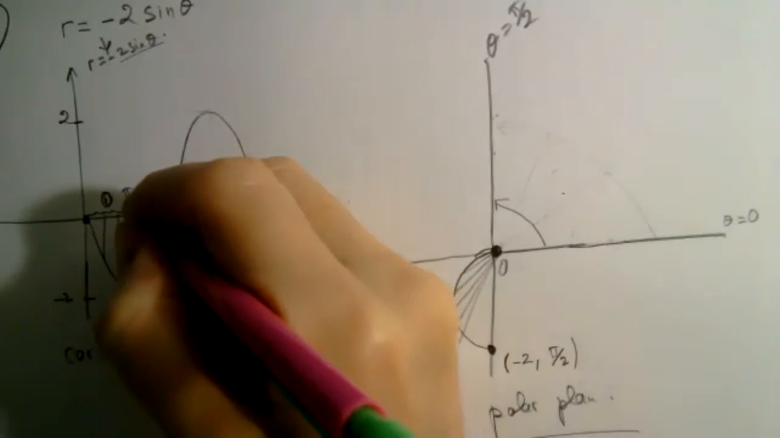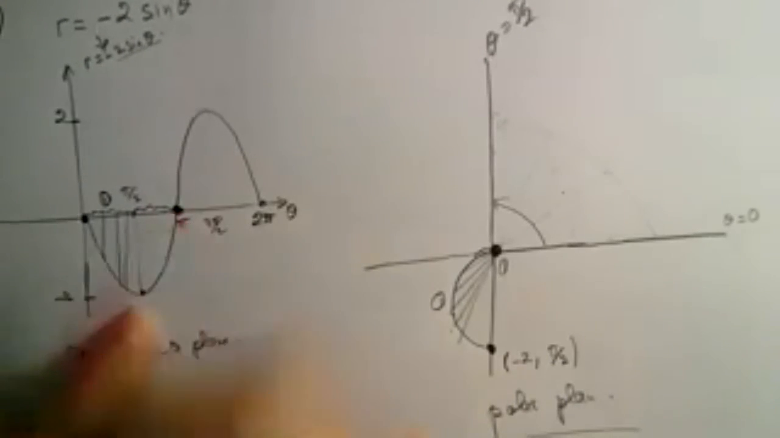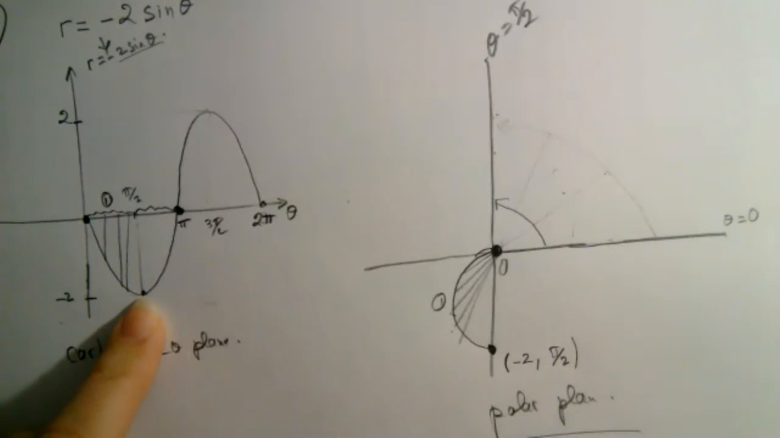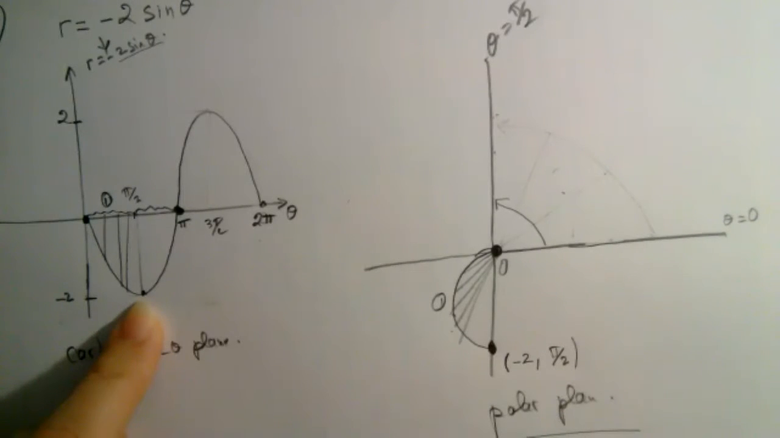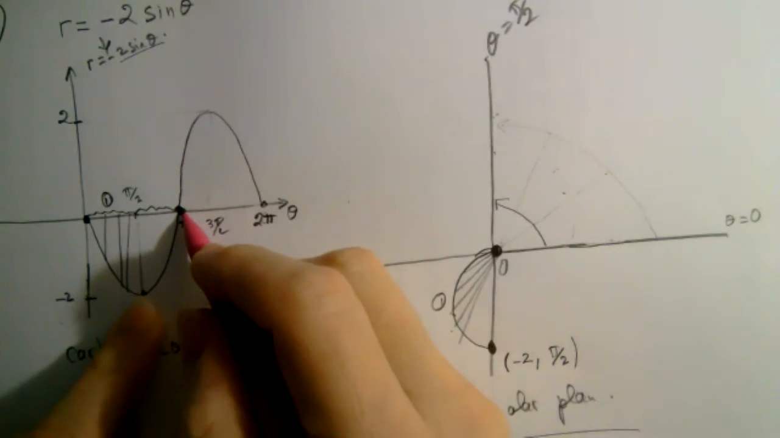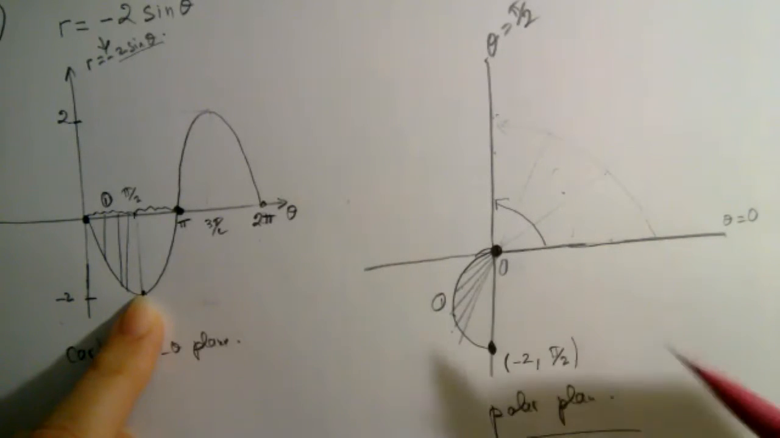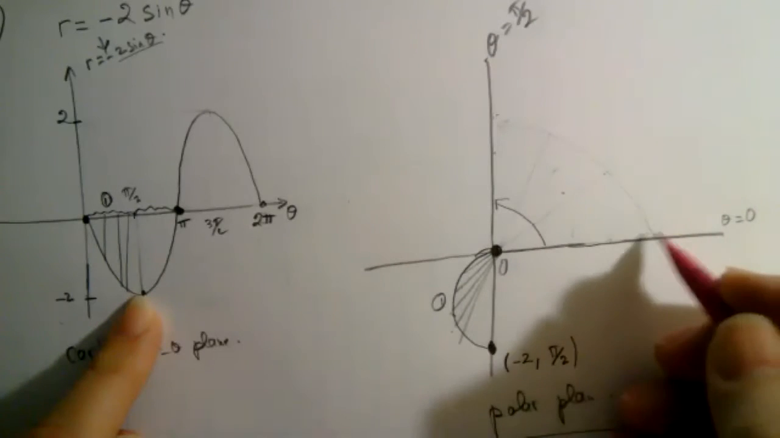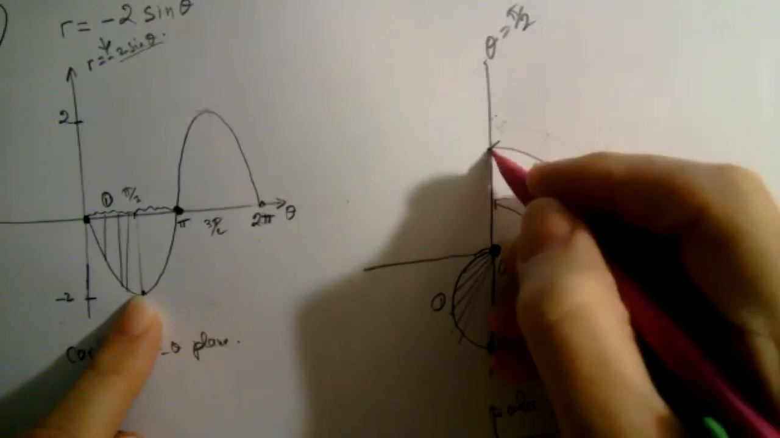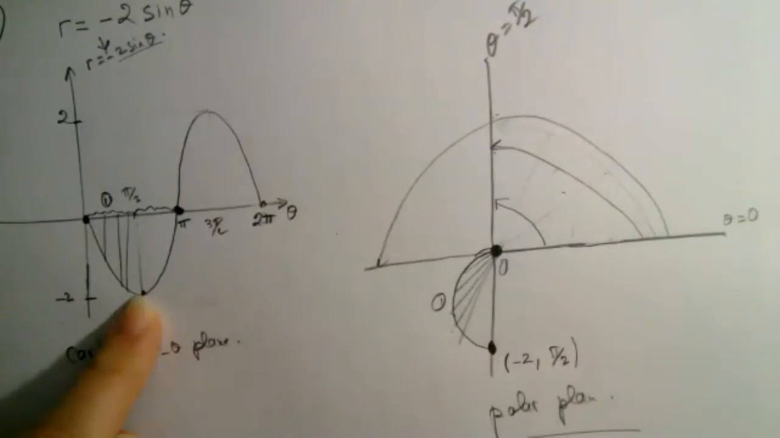Now we keep moving. I am at pi over 2. Now between pi over 2 and pi, what's really going on? At pi over 2, I am right here. At pi, r is 0, so at pi, I am here. But the question is, what's going on in between? Again, now theta goes from pi over 2. That's the region that theta is going to.